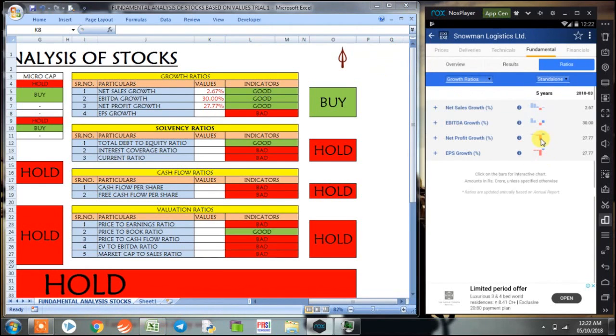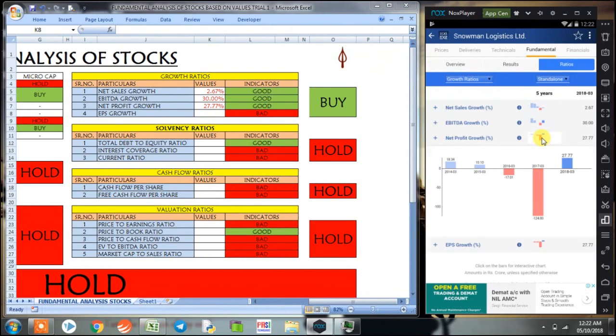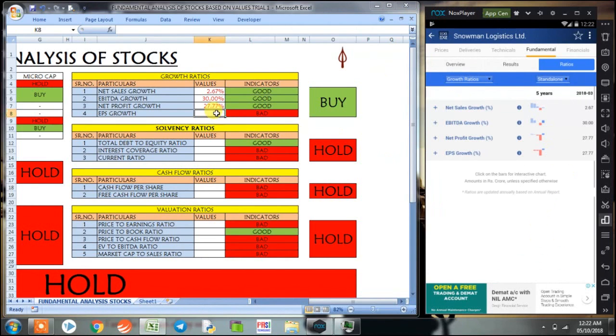If you could see here, the EBITDA growth previous year was in the negative, and now it has come to positive. So it is actually impressive. Now coming on to the EPS growth rate, it is 27.77. So now after two important ratios, the growth ratio has actually given us a buy signal for the company.